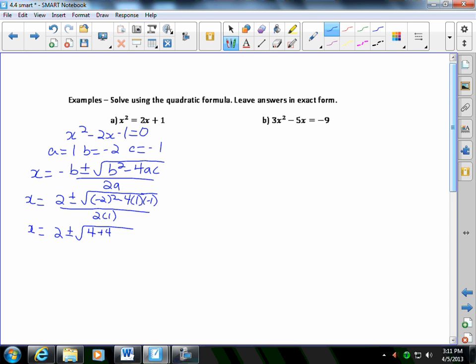So right away I can see in there, 4 plus 4 is an 8. My 8 is greater than 0, so it's positive, so I have 2 solutions. When I'm finished, I should have 2 solutions for this question. And this is all over 2. So x is equal to 2 plus or minus square root 8, over 2.